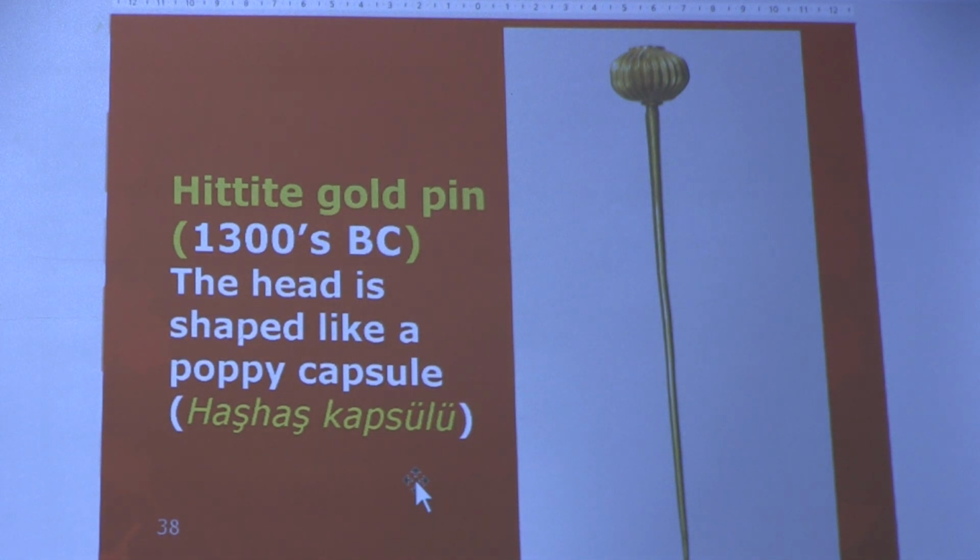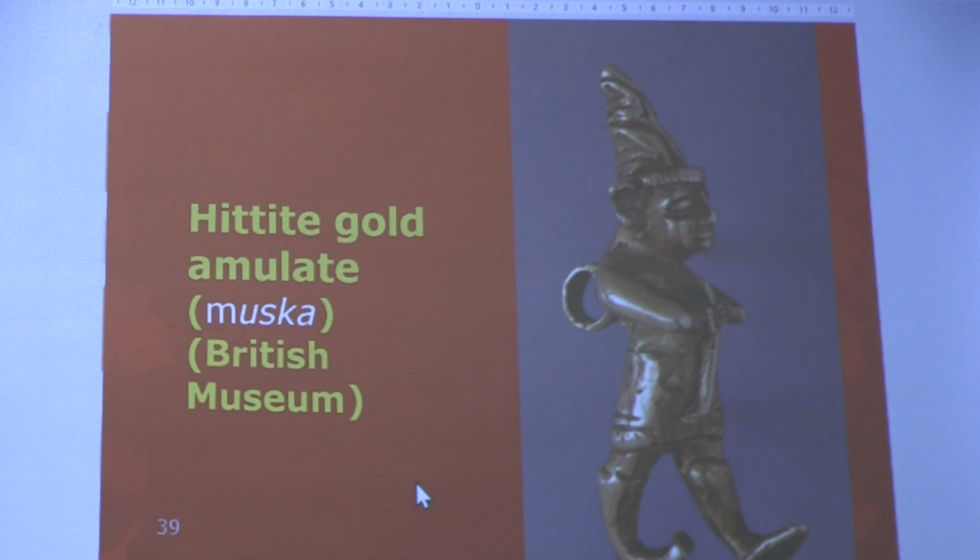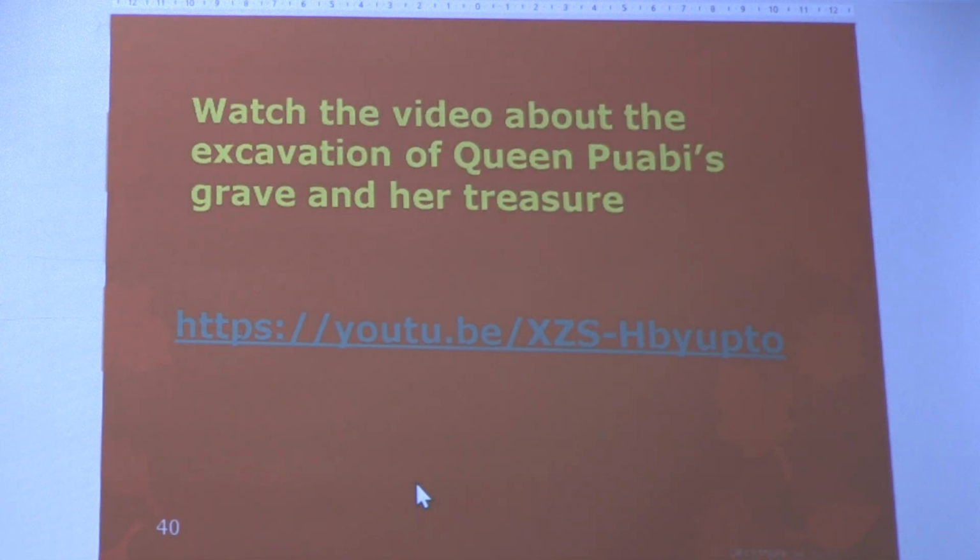But the head was like a poppy capsule, haşhaş. Yani o zamanlar haşhaş kafayı buldurmak için herkes biliyor, içiliyor yani. Yani her yerde, sadece bizde değil, tüm dünya haşhaş biliniyor. Kafa bulduran bir şey, bitki diye. This is an amulet, muska. But it's not in Turkey also. It's a very small statue. It's again in the British Museum.